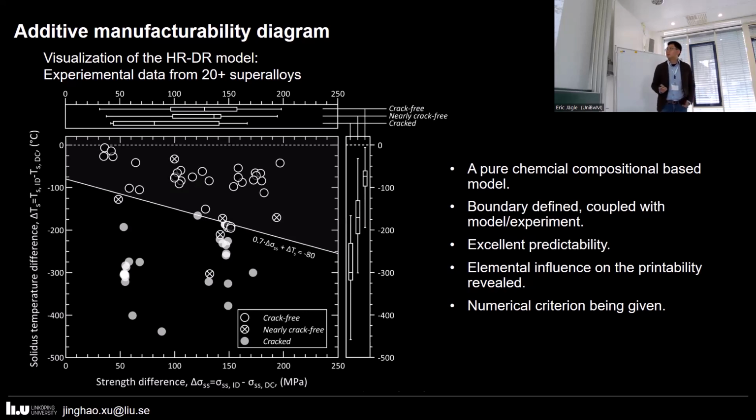And also, this is a pure chemical composition model, and I try to define boundaries to separate the alloys into this region and another region. This region is printable, another region is non-printable, and it shows excellent predictability. And also, because it's fully based on the chemical composition, the influence of each element can be reviewed, and most importantly, it gives you numerical criteria that can be used for the following alloy development process, etc.